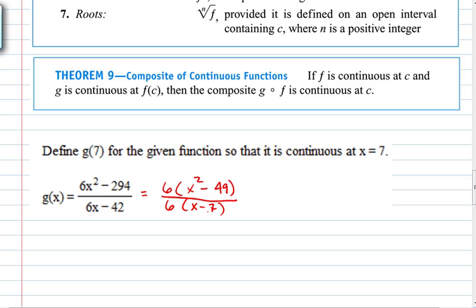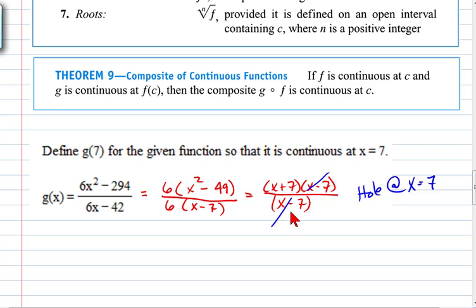You with me? So this is going to be equal to x plus 7 times x minus 7 all over x minus 7. So because I have a common factor right here that will cancel, that means that I have a hole in the graph at x equals 7. It's where this factor would be equal to 0, and that's going to be 7. Okay? So, here's my function g of x.